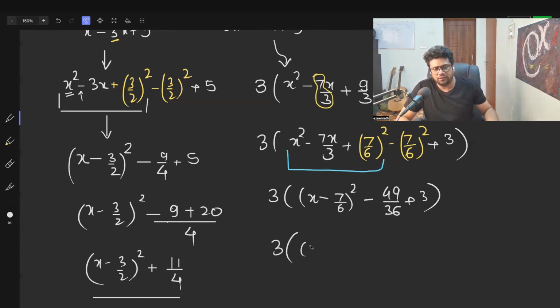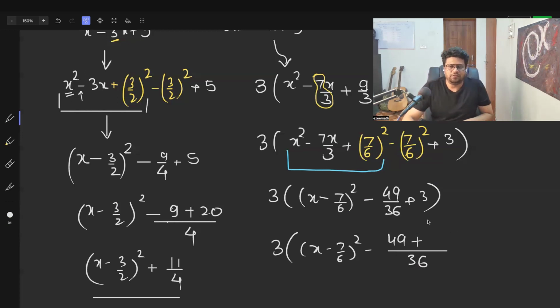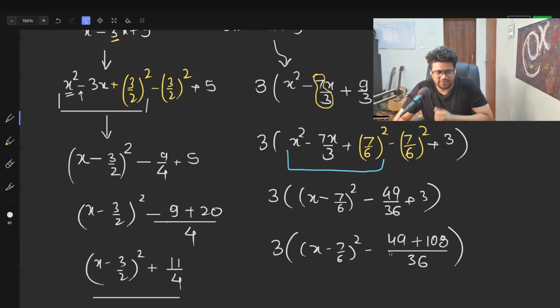You go x minus 7 by 6 squared minus, take the LCM of 36. There's a 49, and then there is a 36 into 3. I think that's 108. Remember, this is a minus 49 by 6. A common mistake would be to add these two with a minus out there. Well, that's a mistake.